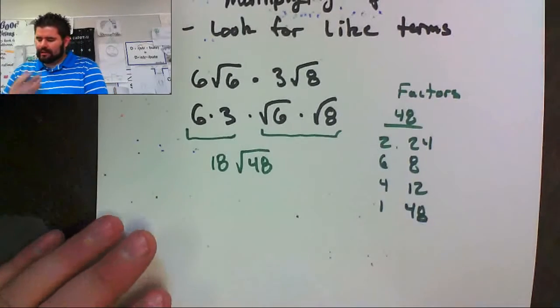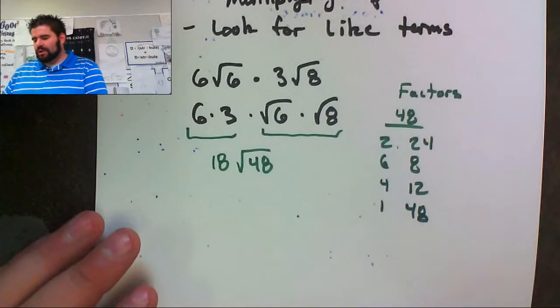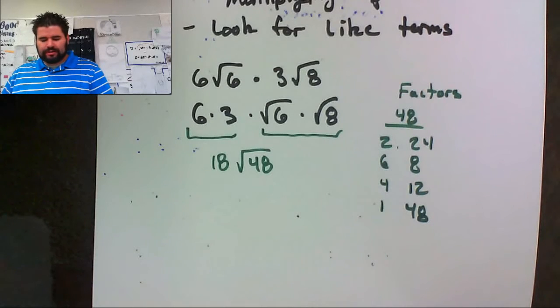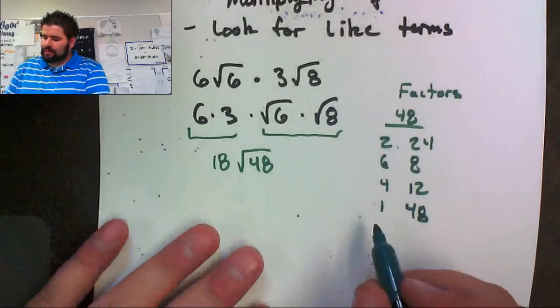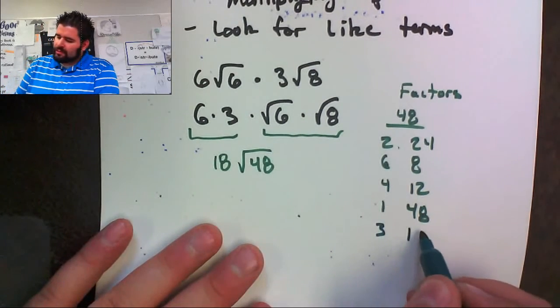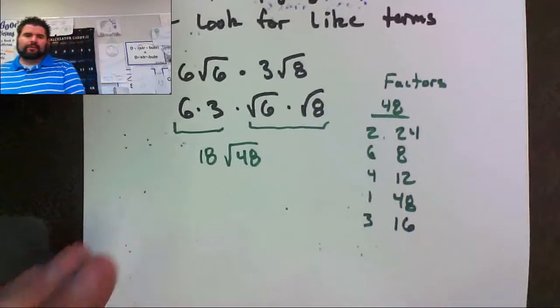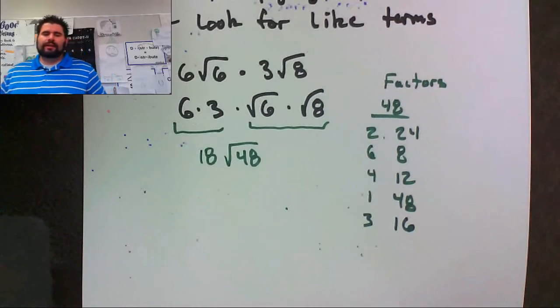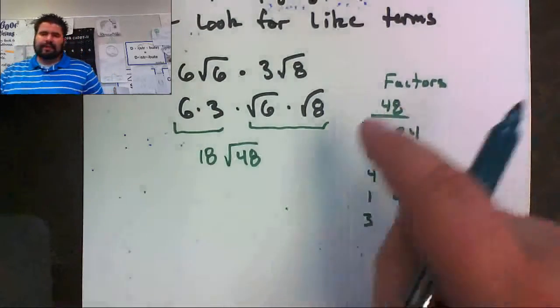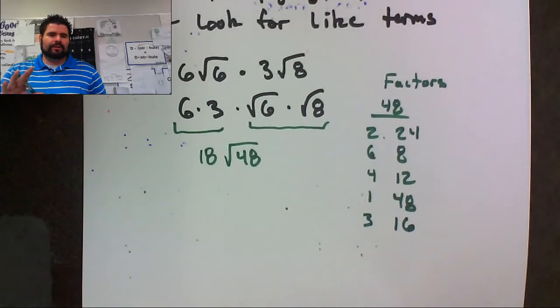8. We already got 8 and 6. And we got 12. So let's try 16 just to be on the safe side. And it does go in, 3 and 16. So now what I've been telling my students is this. I need to look for my list of factors, and I need to look for the biggest perfect square. Okay? And so there's several perfect squares in this list.